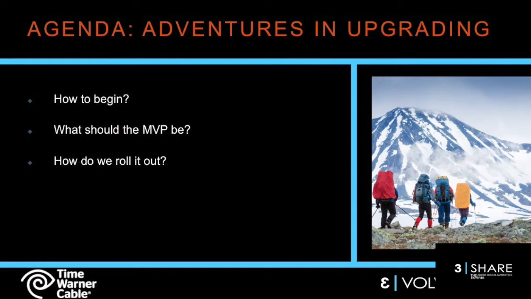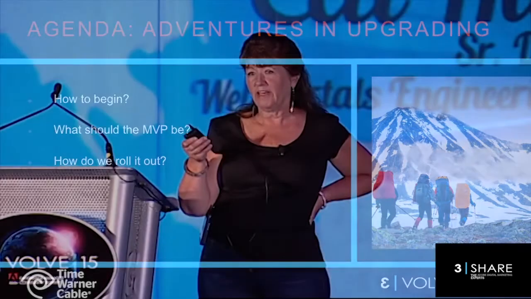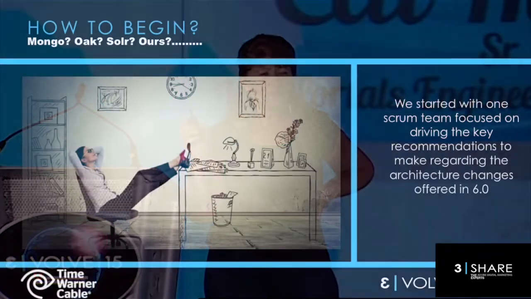For us, it is an adventure, it is a journey, and we're in Colorado, so I thought I'd give you a picture of the mountains. One of the first things to decide is how to begin, right? How do you get started with your team? Then really getting into what your minimum viable product should be, and I'll talk a little bit more about that if that's a new term for some of you. And then finally, how do you roll it out? We have a lot of different sites on AEM, so which one do we start with? How to begin? Where do you start?